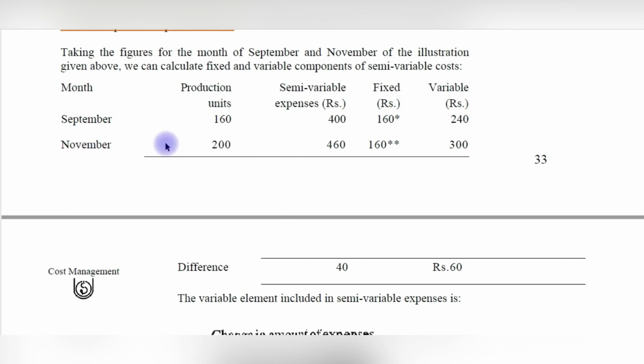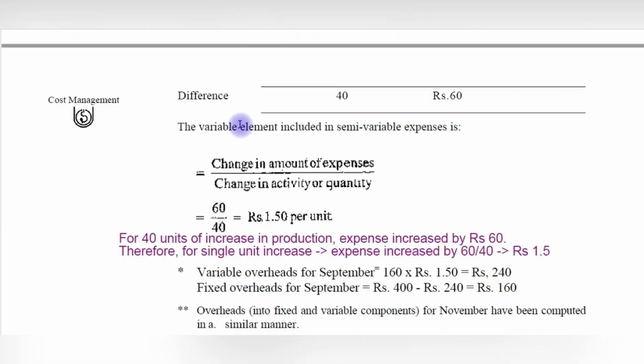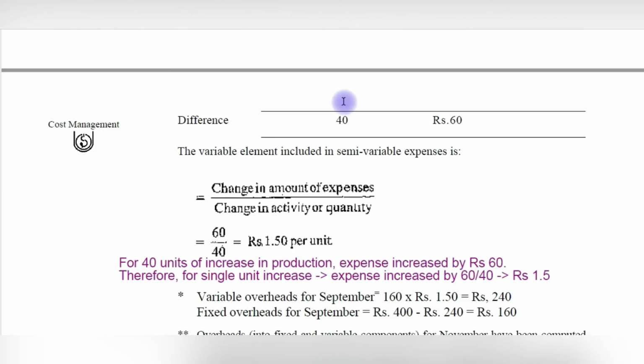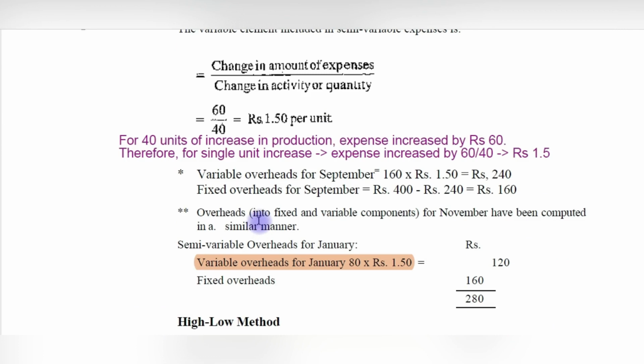Okay. So in the month of September, total expenses is 400. Total production is 160. You multiply this with variable expenses. Variable expenses is 1.5 rupees for each unit. 160 units are produced. 160 into 1.5, it will be 240 rupees. So remove 240 from this total expenses. 160 will be the variable expenses. That is the example given here.